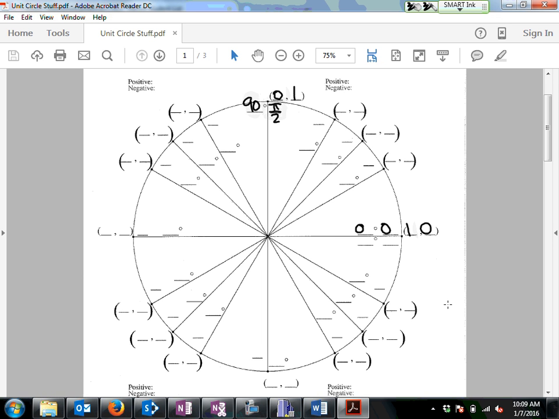Over here, how many degrees? 180, which is the same as pi radians. Seth, what's our coordinate? -1, 0. Down here at 270 degrees, Travis, how many radians? 3 pi over 2.